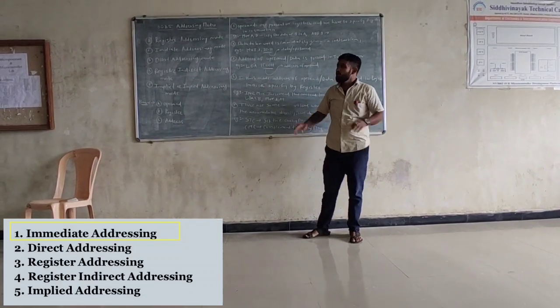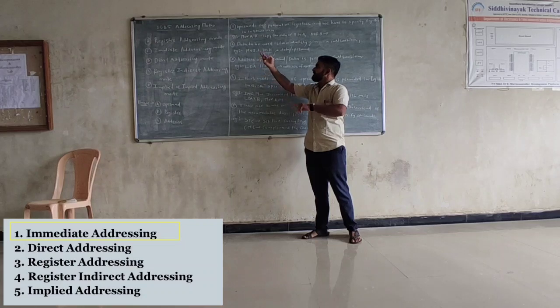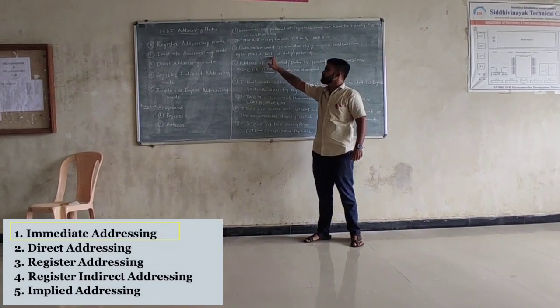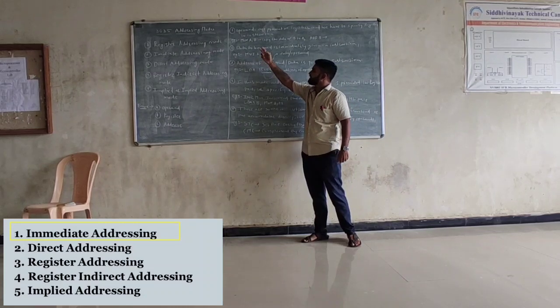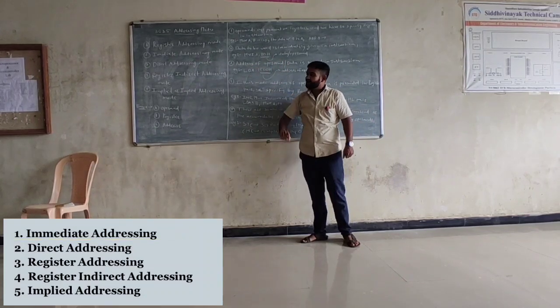What we have to do? Move immediate data 20H to accumulator. This is nothing but the example of your immediate addressing mode.